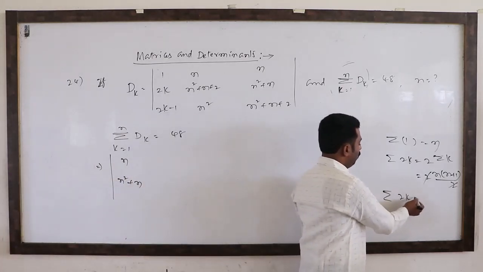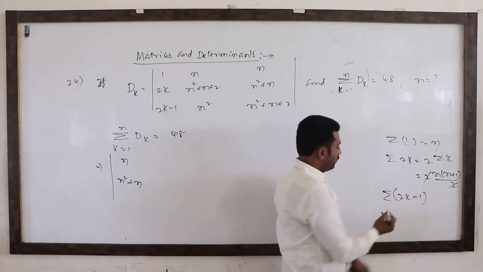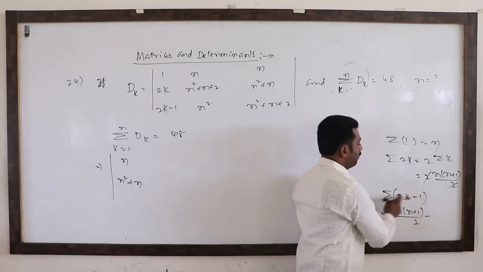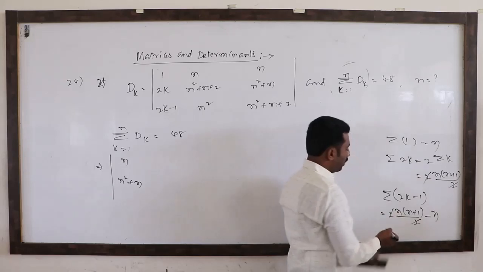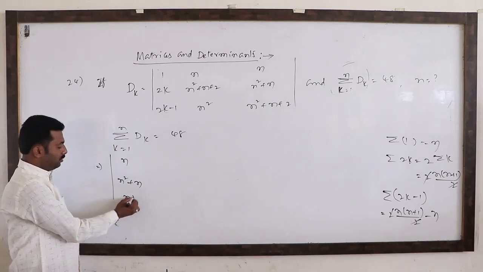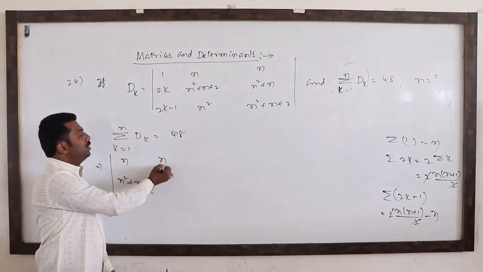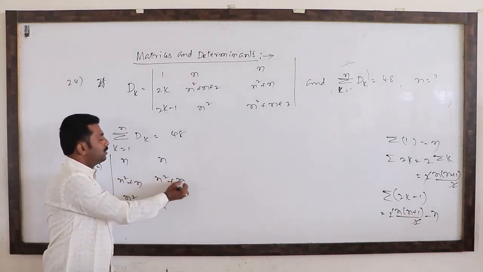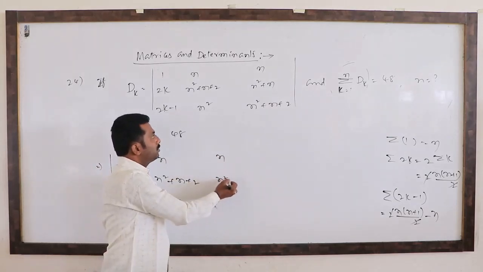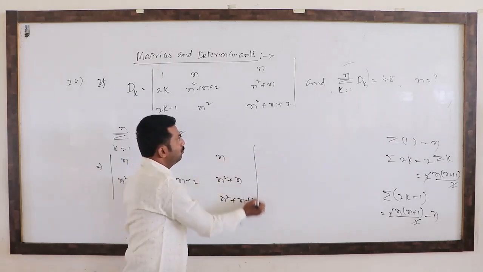Sum of 2k minus 1. So 2 into summation k means n into n plus 1, divided by 2. Summation 1 means n. So 2 cancels, n square plus n minus n cancels, means n square. So this is n square. No changes in second column and third column. So this is n square plus n plus 2. Again this is n square, n square plus n. So n square plus n plus 2.